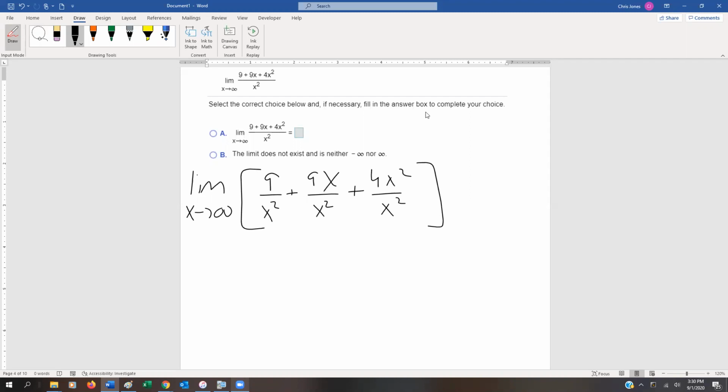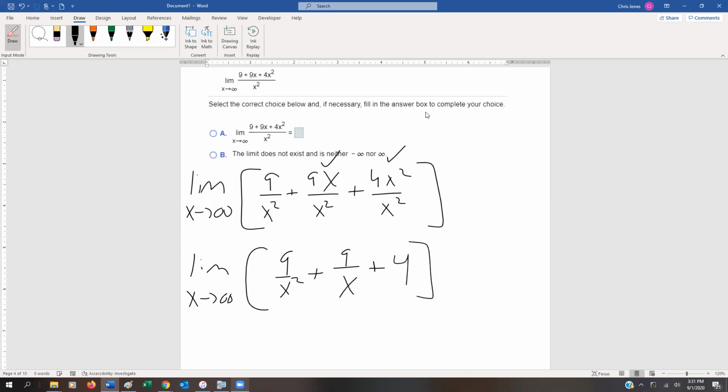We can simplify the latter two of the expressions, and we're going to end up with limit as x approaches infinity of 9 over x squared plus 9 over x, since there's one x on top and two x's on bottom in that second expression. And then finally just plus 4. Finally, we can go ahead and substitute the limit back in.